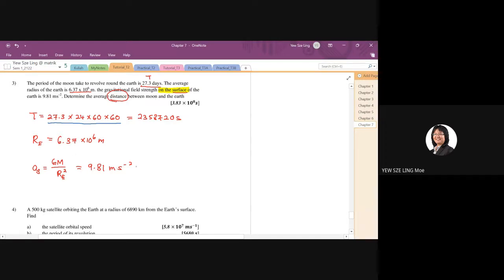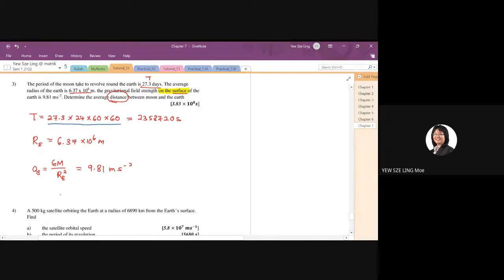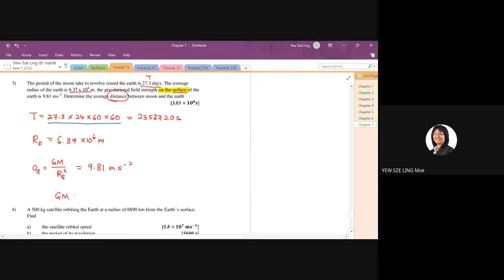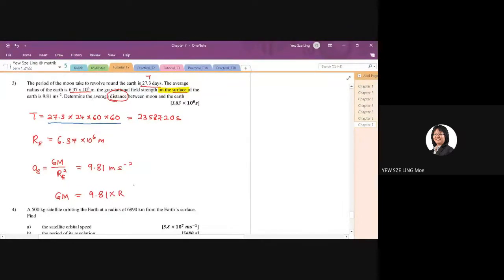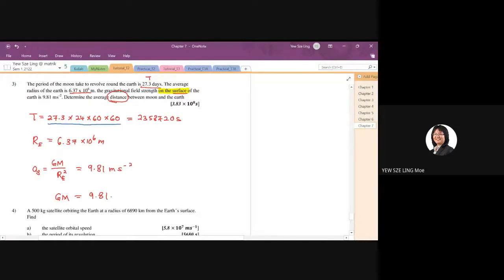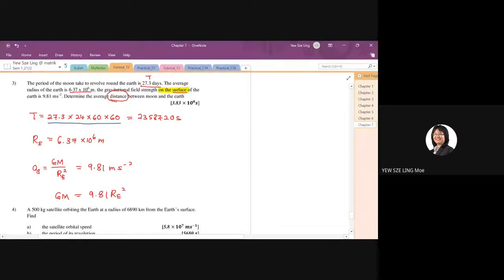Let's see. I have the period, I have R, I have g. If you look at g, I can rearrange the equation so that it becomes GM equals 9.81 times RE squared. This is the value for GM because we are not given the value of M, kita tak ada nilai M. So what we can do is GM equals 9.81 RE squared.